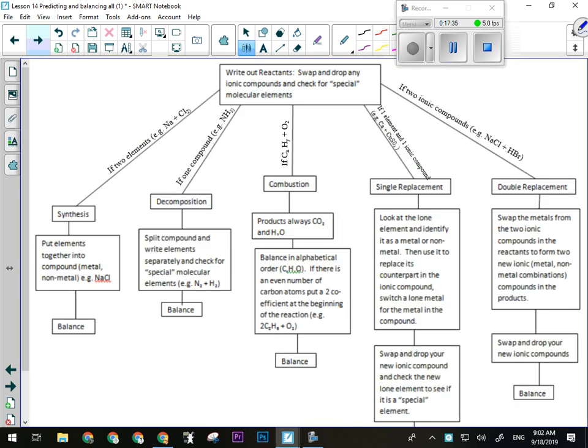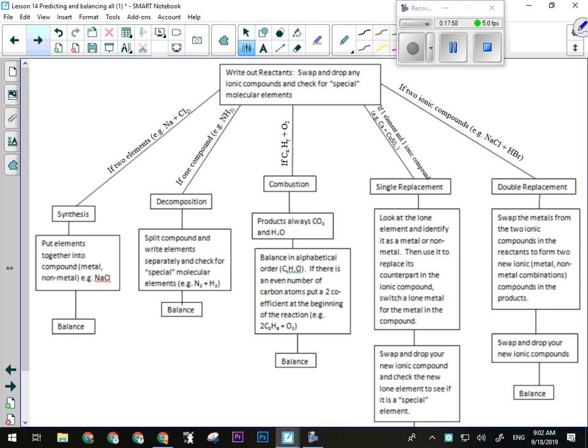So I am going to make a copy of this for everybody. It's just a flow chart. You probably won't even need it. You won't be able to have it on a test or anything like that, but sometimes people like to have it for the first few days while we're doing it. So I'll photocopy that here in a few minutes for everybody. It basically just says, here are the steps. Write out the reactants, swap and drop ionic compounds, check for special molecular elements when you're writing out the reactants.